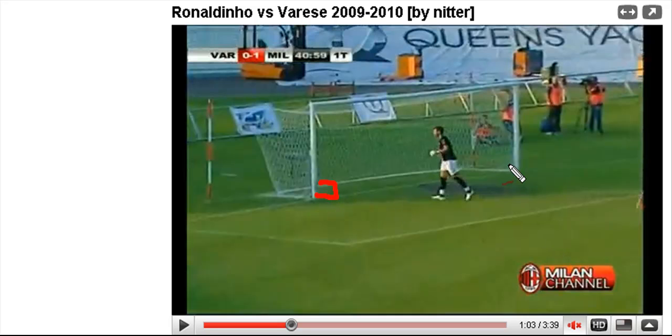Some people would say better would have been to go where the keeper was, like in this area. But the keeper is closer to the post, so all this space was free space. But Ronaldinho did what's right. He kept the ball on the ground. If the ball was in the air, the keeper could dive and touch it with one hand out. Right? So in this position, try to keep the ball on the ground, friend.